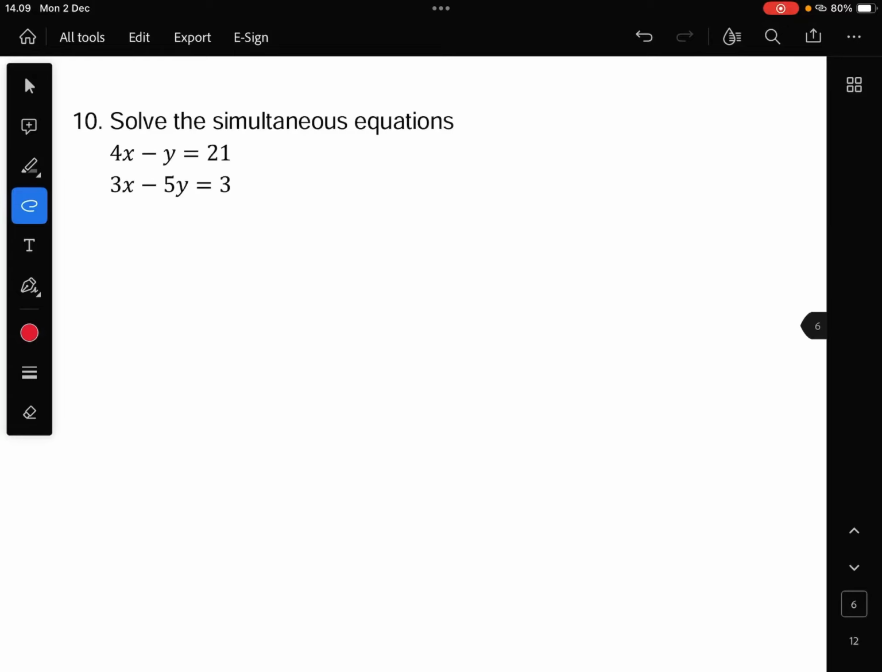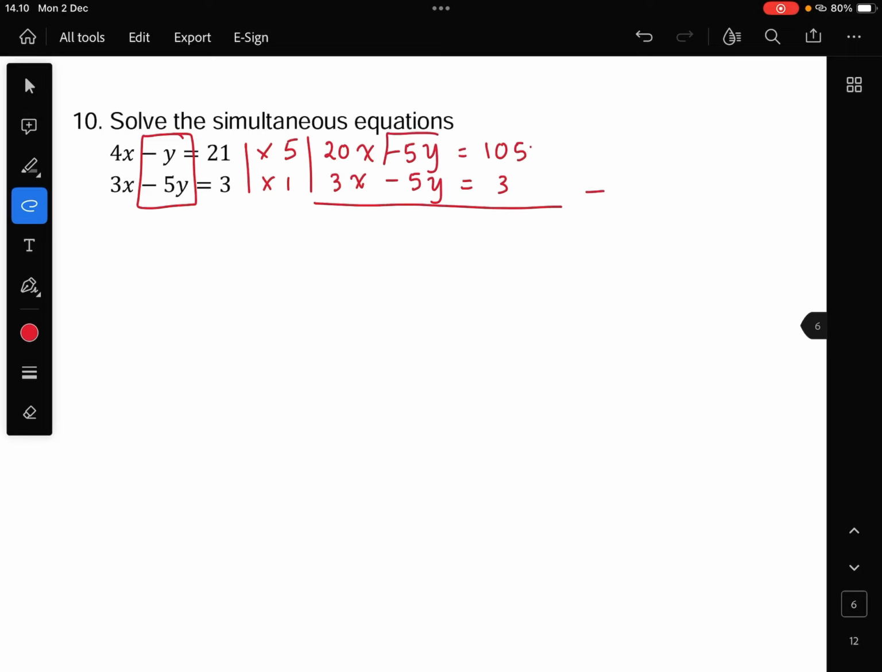Probably we can use the eliminations here. Okay, so I'm going to cancel the y, which means we need to make the coefficients the same. I want to multiply this by 5, and this one by 1. So we are going to have 20x minus 5y is equals to 105. The other one is going to be 3x minus 5y is equals to 3, because we just need to multiply it with 1, right?